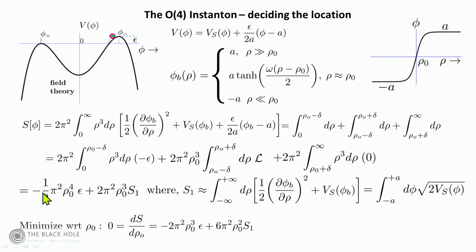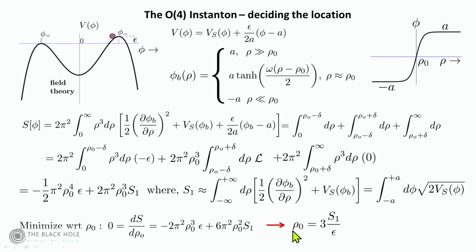This part is decreasing with rho naught to the power 4. This is increasing with rho naught to the 3. When will the action be minimum? Well, you differentiate with respect to rho naught. Rho naught is the position of the instanton. So you fix the position of the instanton by minimizing the action.